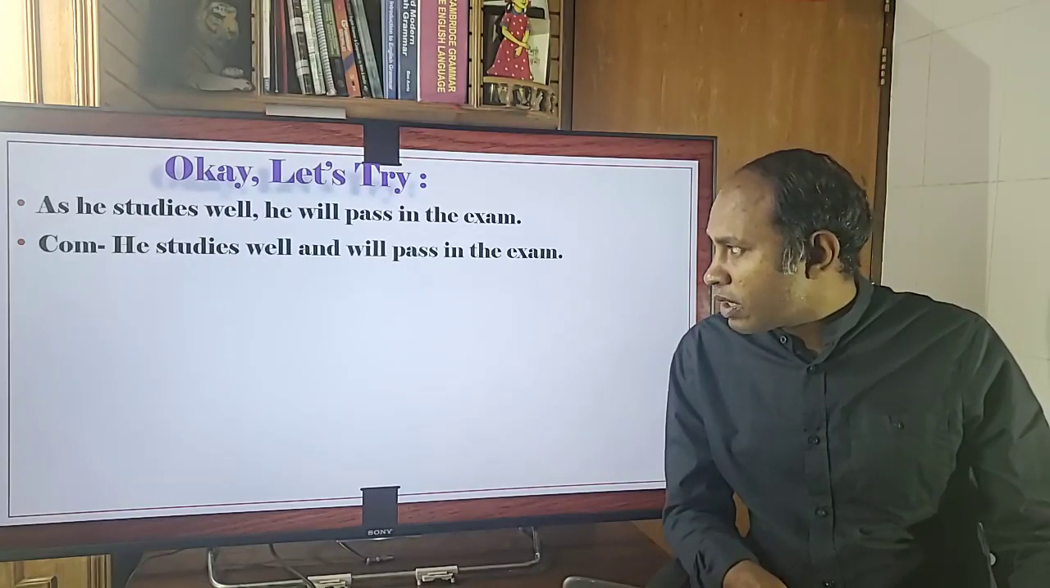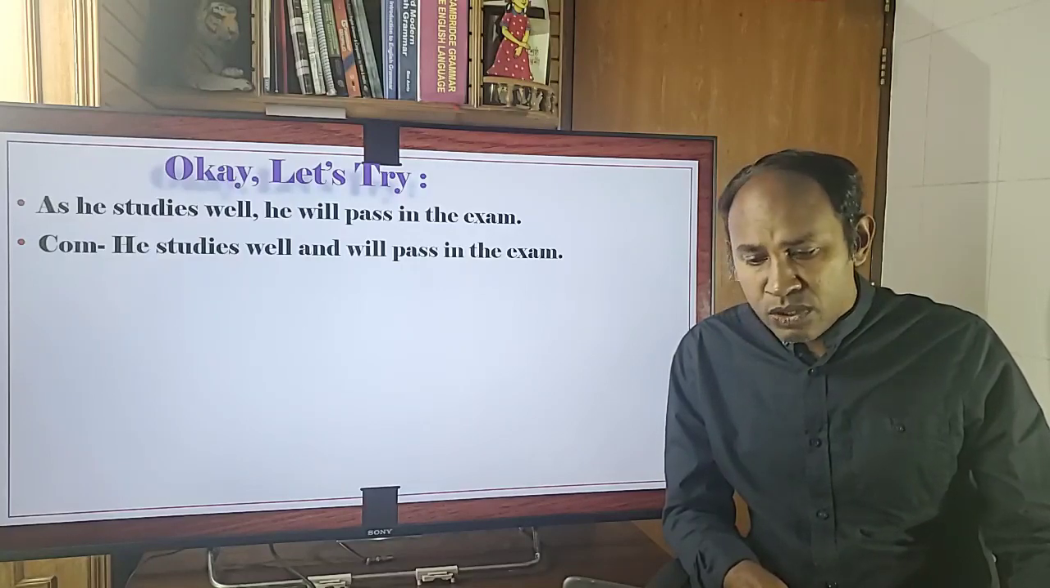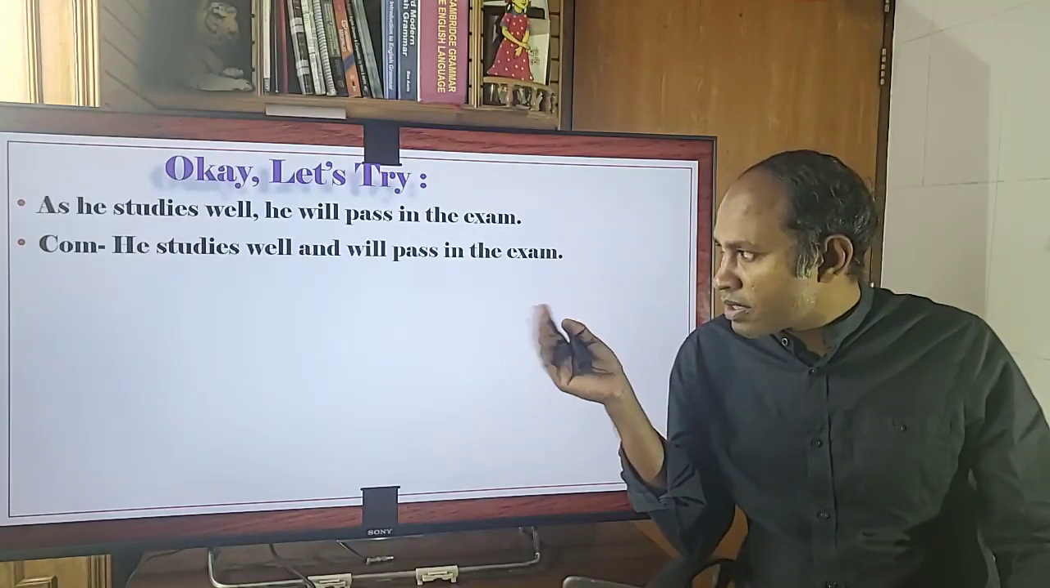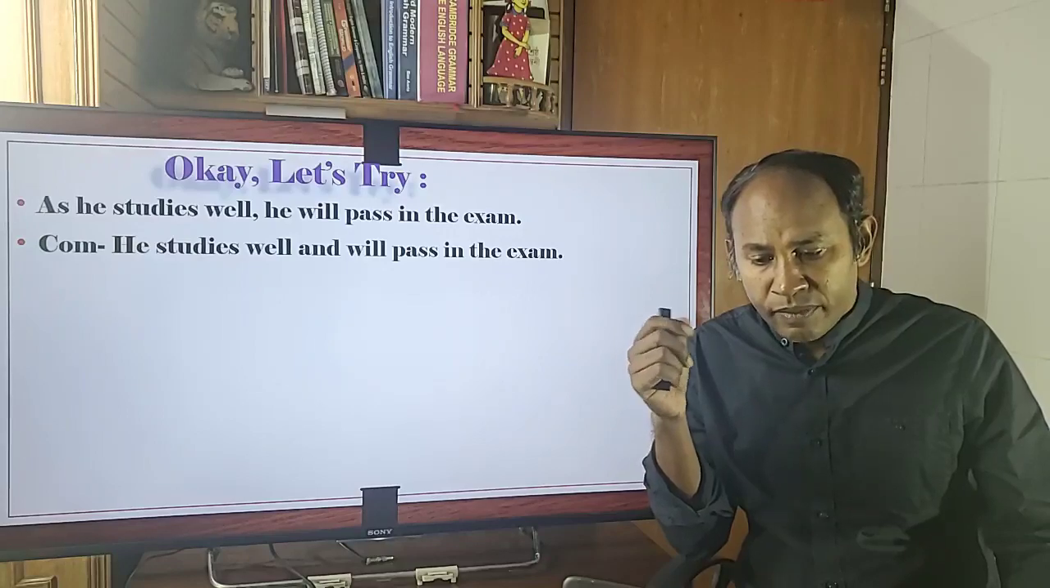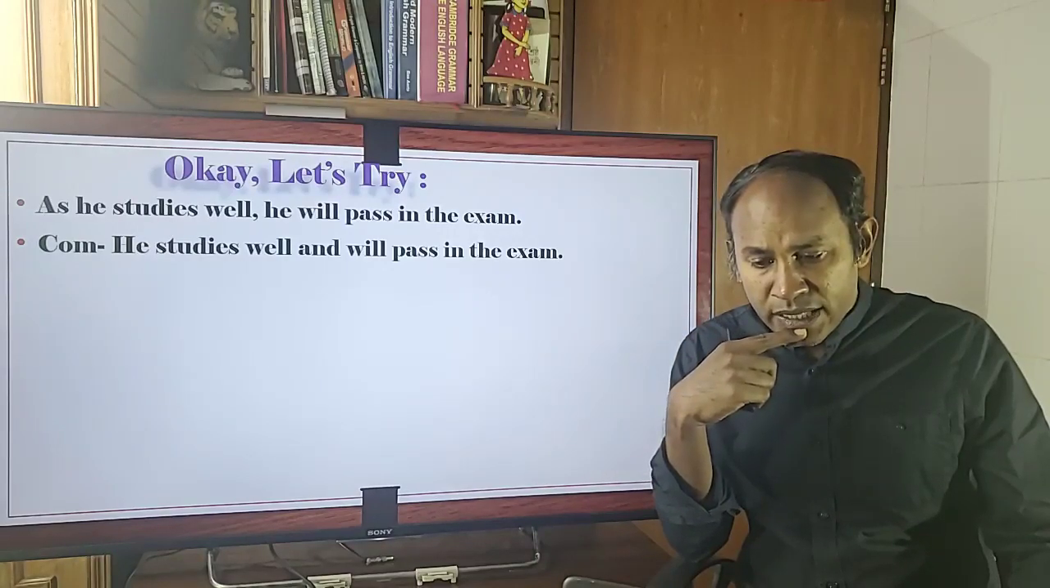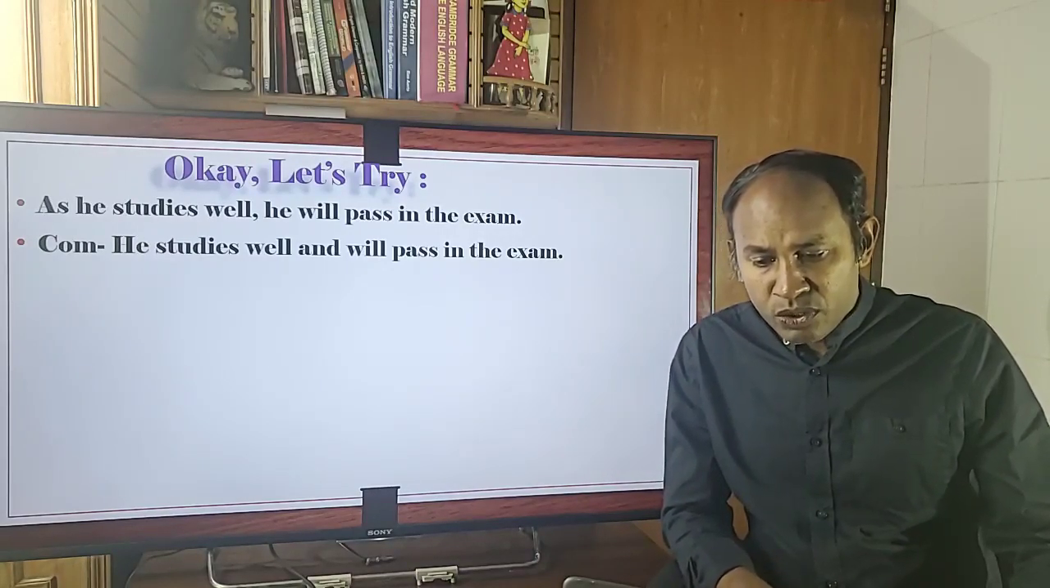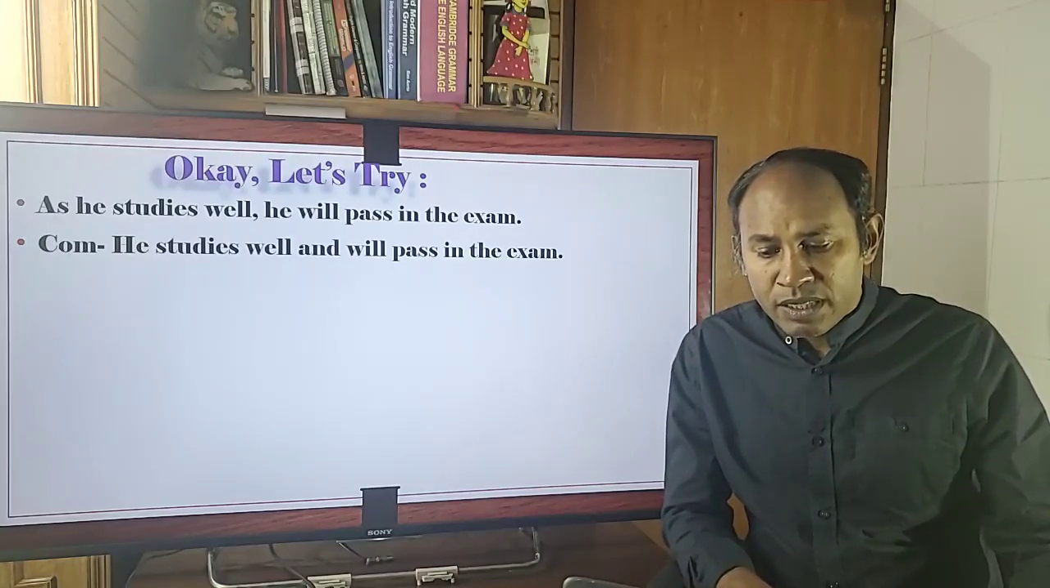So, as he studies well, he will pass in the exam. Here you see, I have already made it compound: He studies well and will pass in the exam. Right, because of his studying well, he will pass in the exam. It is absolutely right. Because of his studying well, he will pass in the exam.